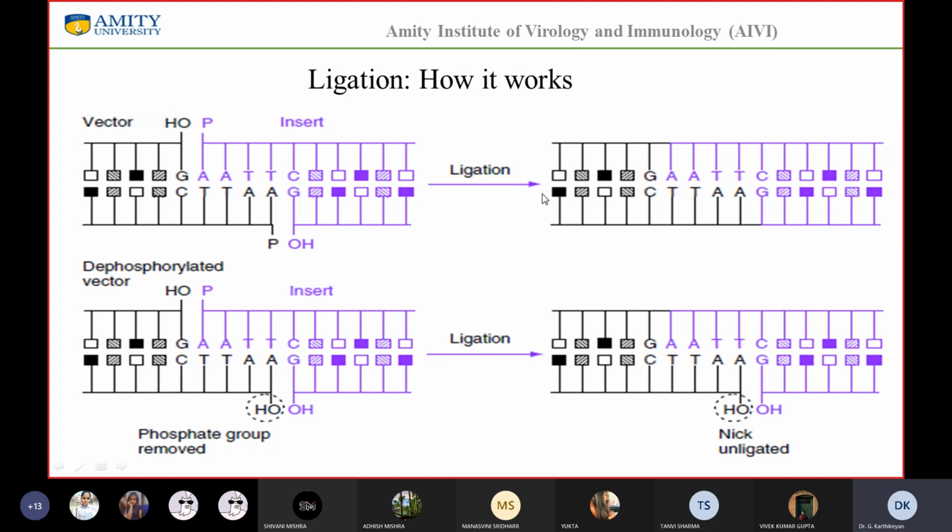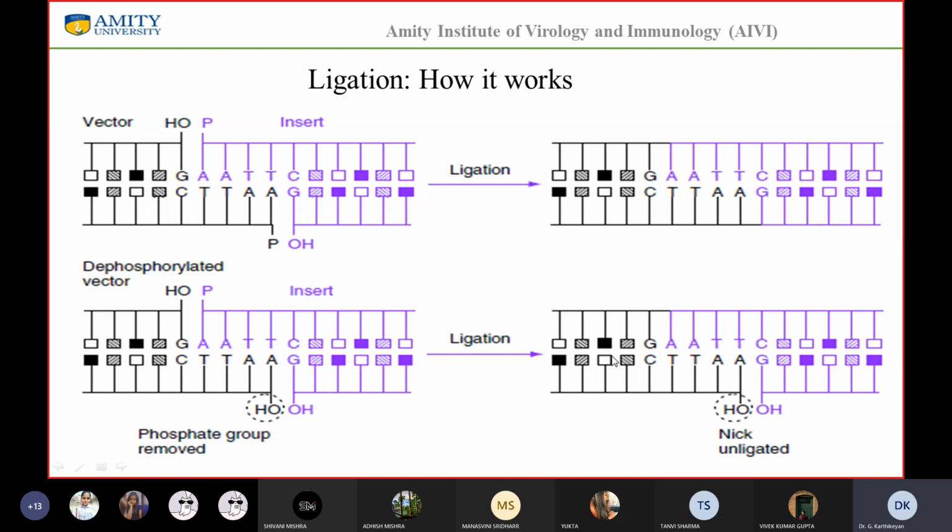Typically, what does the ligase do? It joins these two together and results in the formation of a phosphodiester bond. Okay, so it becomes one single linear molecule. We will not worry about this dephosphorylated vector. We'll come back and redo this at a later time point.